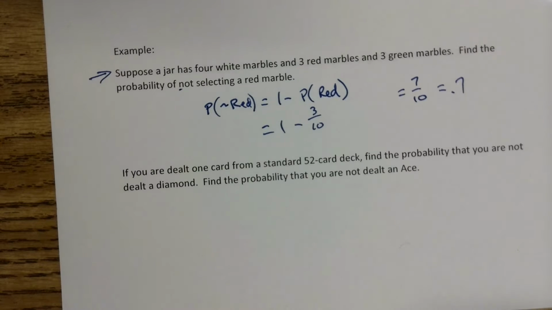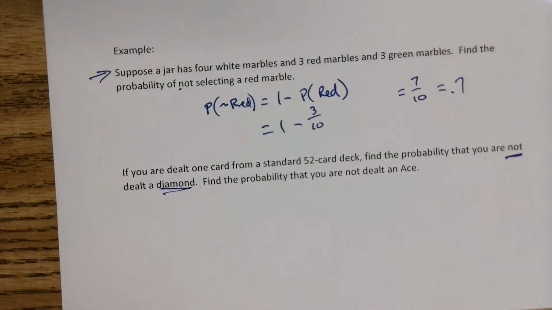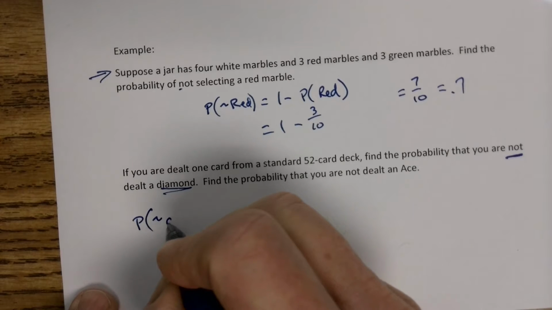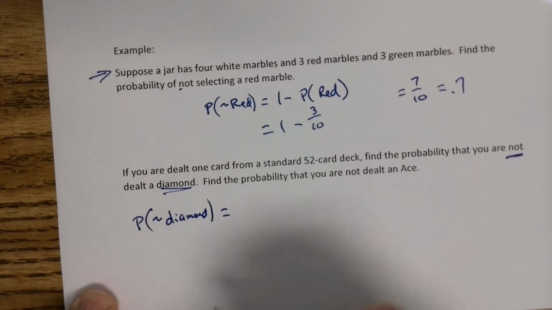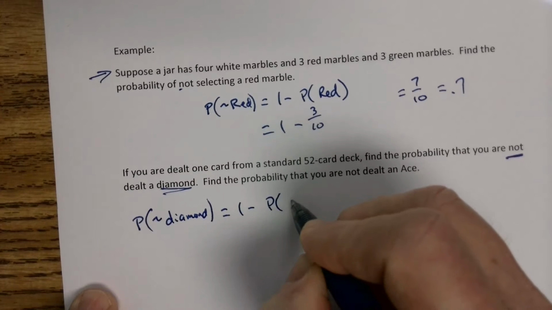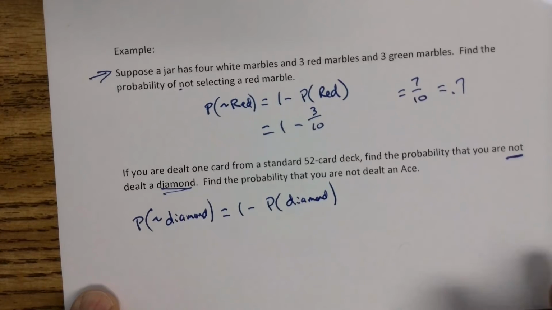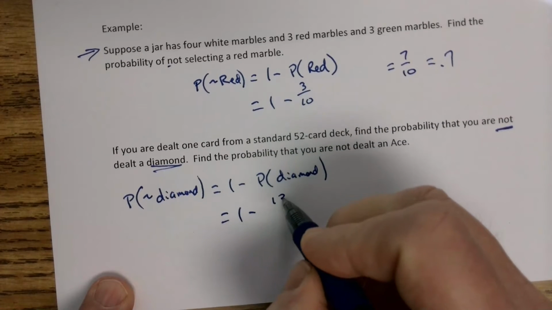So one card from a standard deck of 52. Find the probability that you are not, there's an important word, dealt a diamond. So the probability of not a diamond is equal to 1 minus the probability of a diamond, which is equal to 1 minus, and I said there's 13 out of 52 of them.